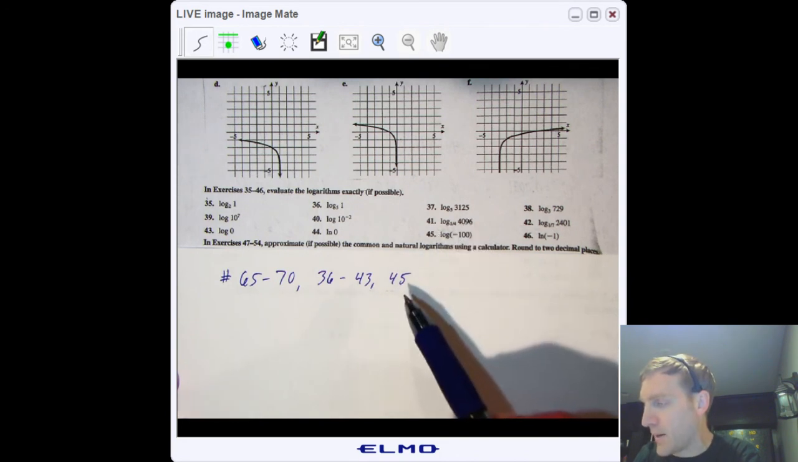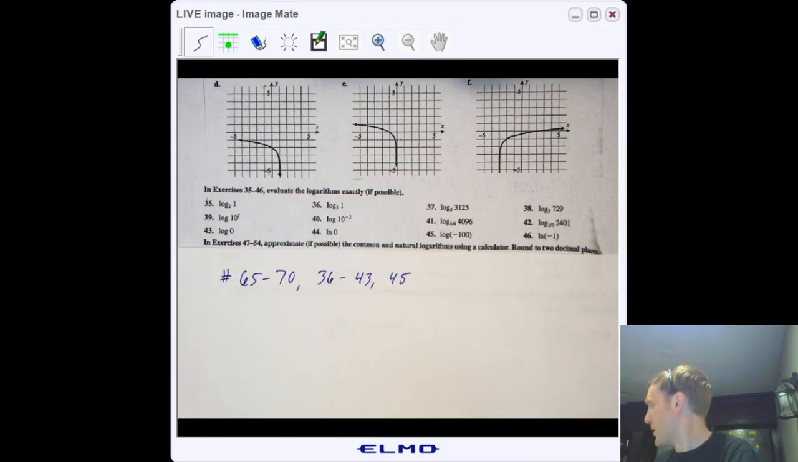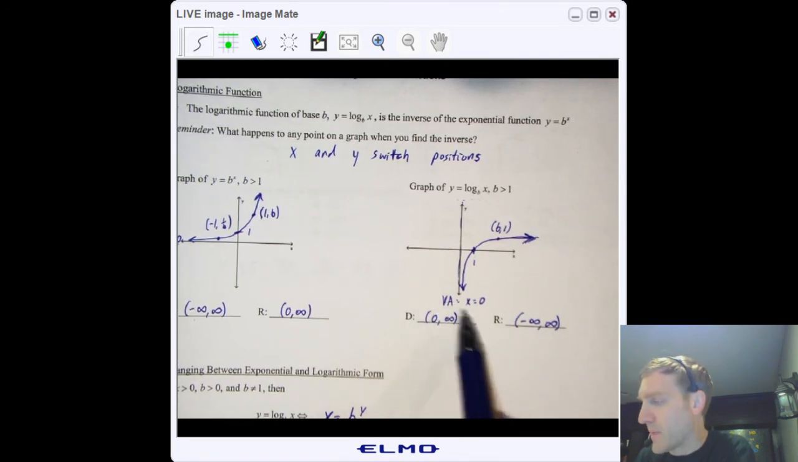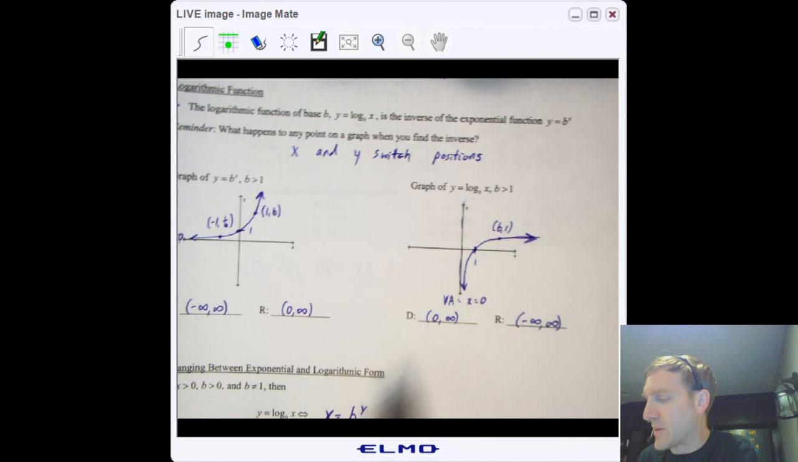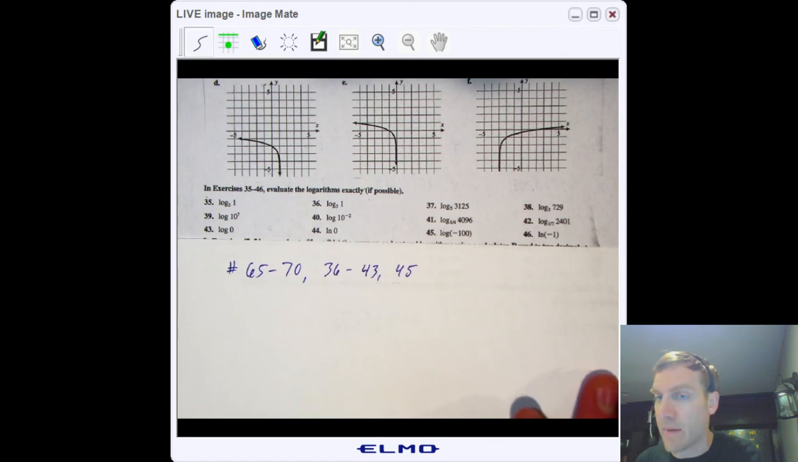All right. Now, when it says evaluate the logarithms if possible, one more thing real quick. Not all of these answers are possible. If you remember back to the log function, the domain of a log is only positive numbers. So what that means is the number inside a log cannot be 0 and cannot be negative. So if you try to do the log of 0 or the log of a negative number, it is not possible. So just write down does not exist or DNE.